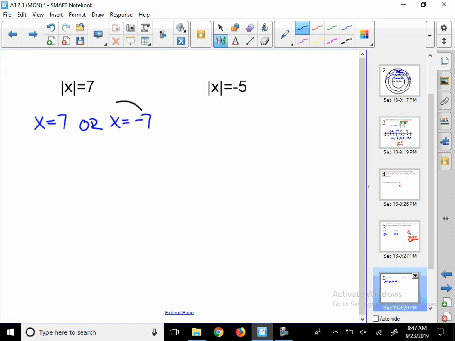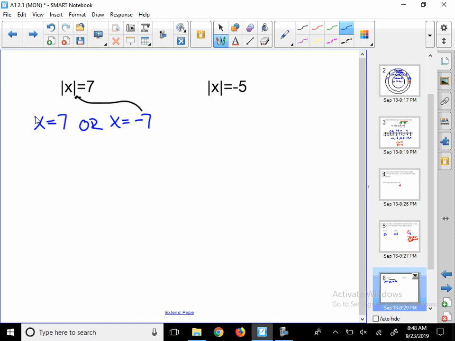And I can check that. All I have to do is plug in negative 7 for x there. Is the absolute value of negative 7, 7? It absolutely is. Absolute value turns everything positive. With these, be careful. Make sure that you have 2 answers for both of those, because you could have positives and negatives inside those absolute value bars.